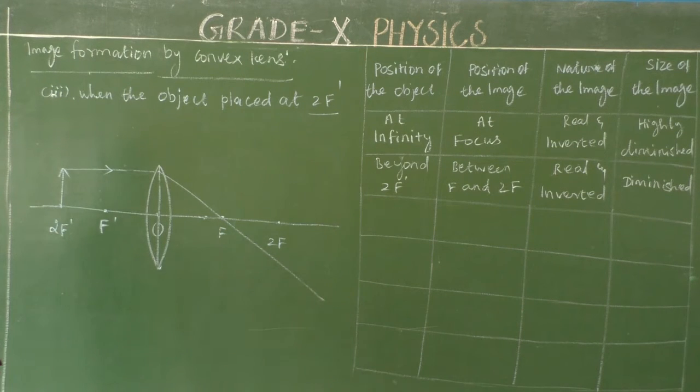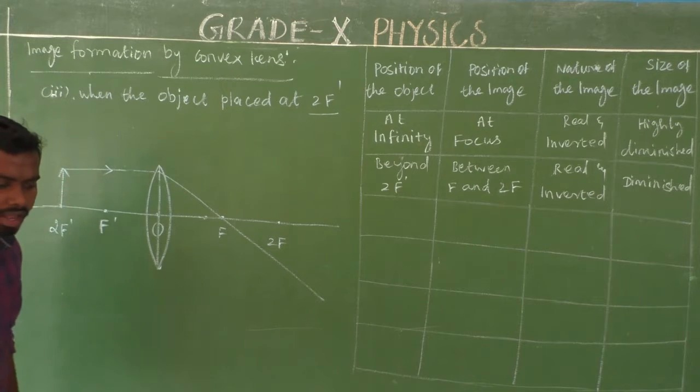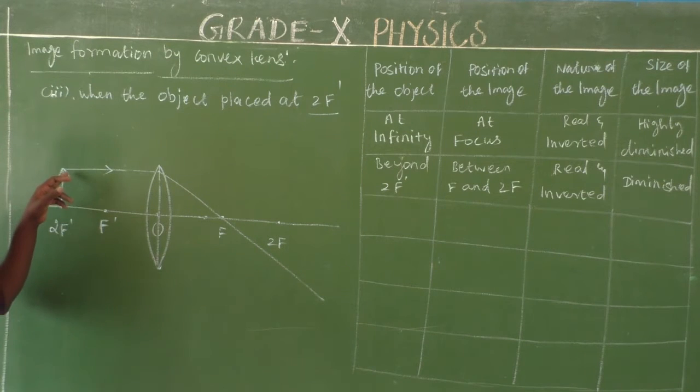Yes, very simple. Next, consider another ray. That ray is also coming from the top part of the object. Is it clear? Next, that ray passes through its focus. Where this focus is, you consider that.